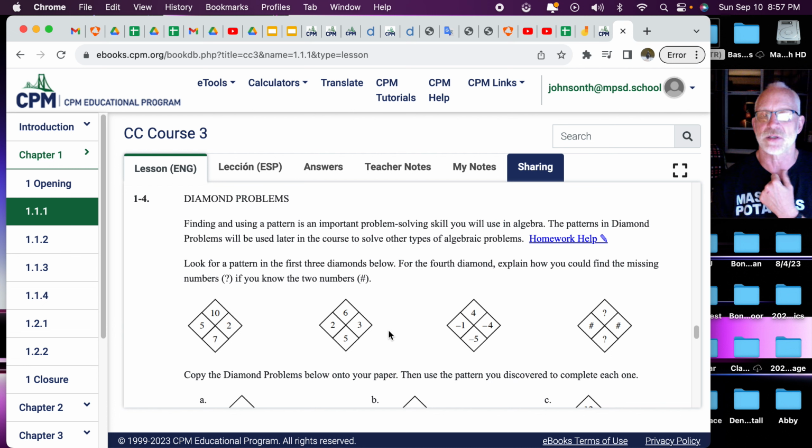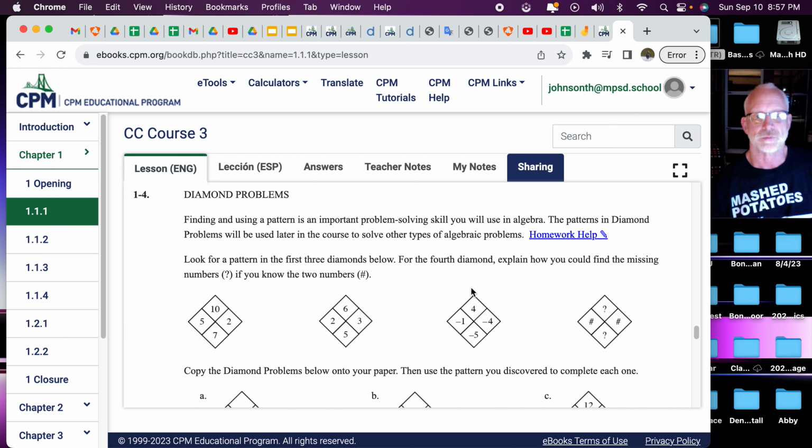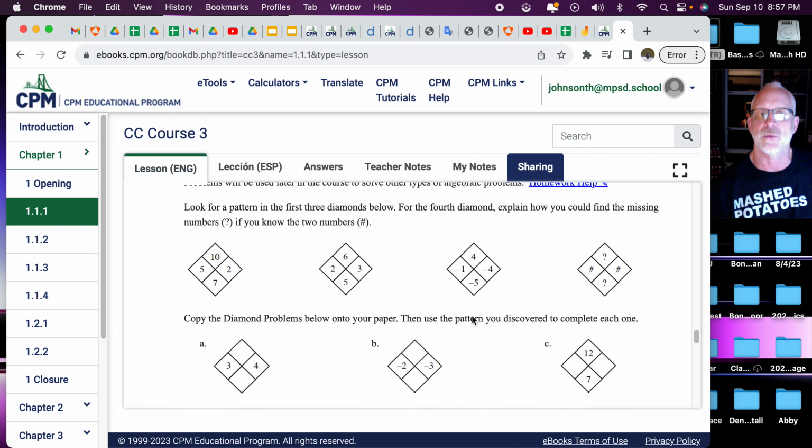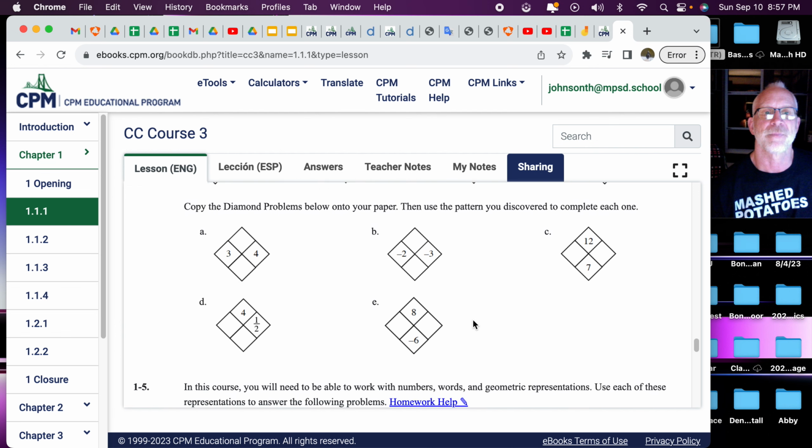2, 3, 5, and 6. How do they relate to each other? -1, -4, -5, positive 4. How do they relate together? And then this one is just number, question mark, question mark. Like, what's the pattern? So then these are what you have to turn into me.